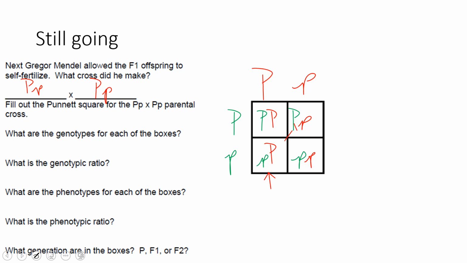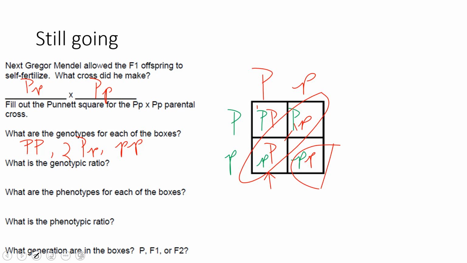So, what are the genotypes for each of the boxes? So, in this first box right here, we have a homozygous dominant, big P, big P. In those two boxes that I was just talking about, we have two that are big P, little p, or heterozygotes. And then we got that poor guy, little p, little p, or homozygous recessive.